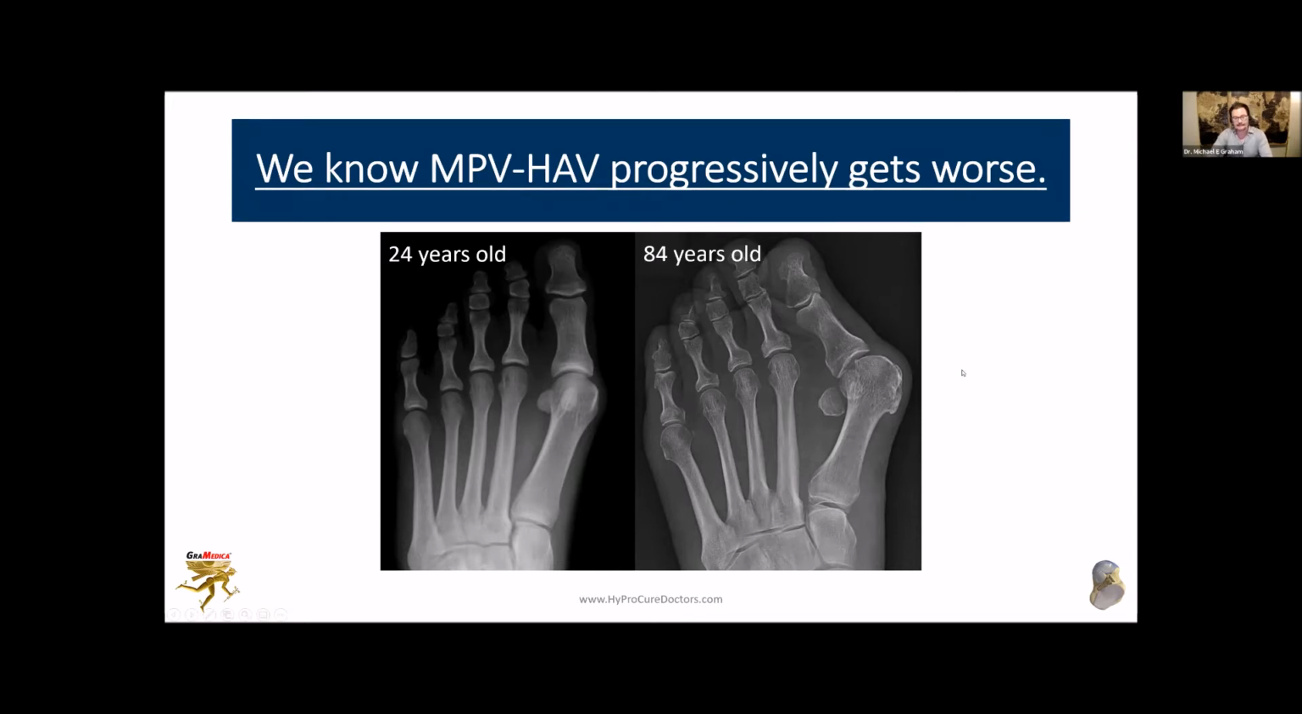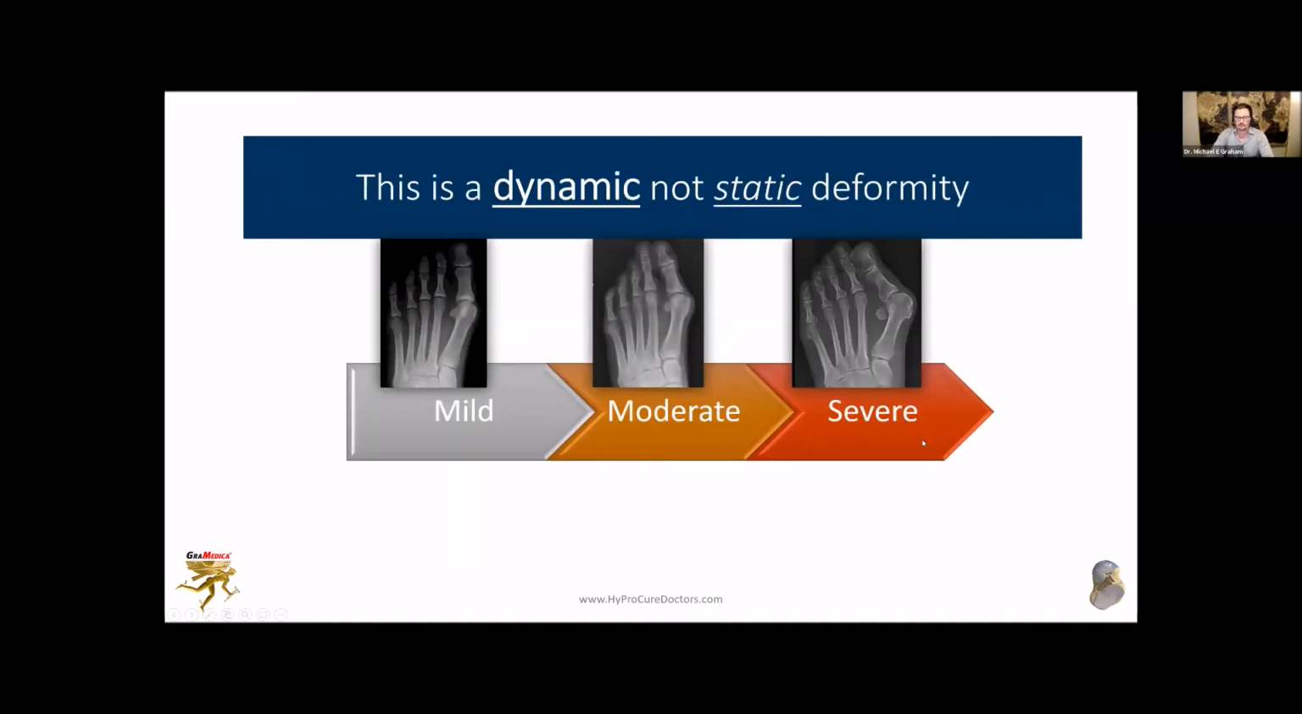And just like with any disease process, the sooner that we can provide a real treatment, the more that can help to delay more aggressive surgery later on. Somebody that has this more mild deformity, if they live long enough, 84 years later, like this granddaughter and grandmother, could potentially be dealing with this physical deformity, shoe gear irritations, and the embarrassment of having this gross forefoot. So we need to think about this as a dynamic, not a static deformity.